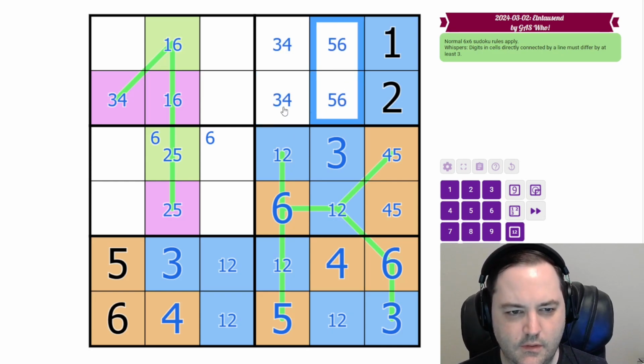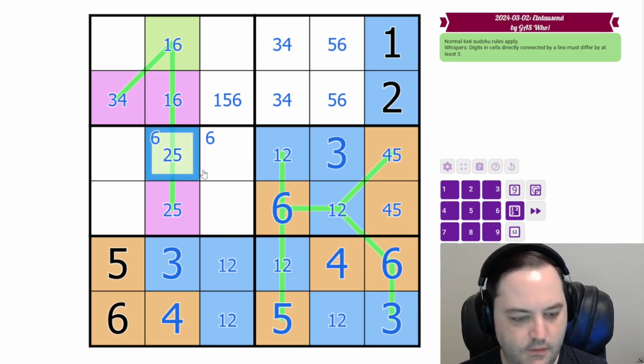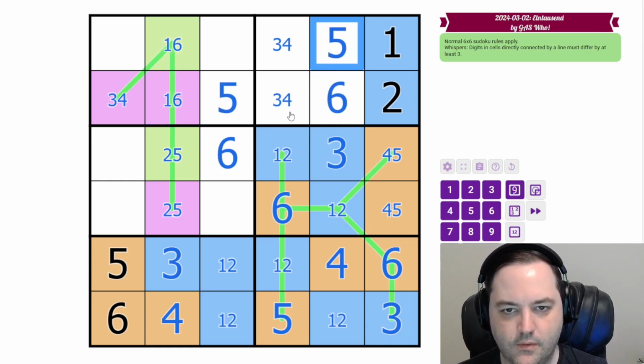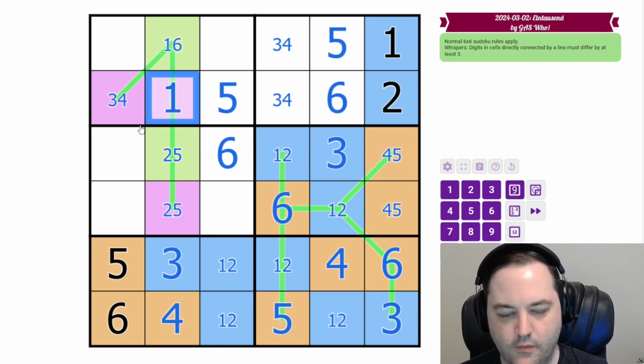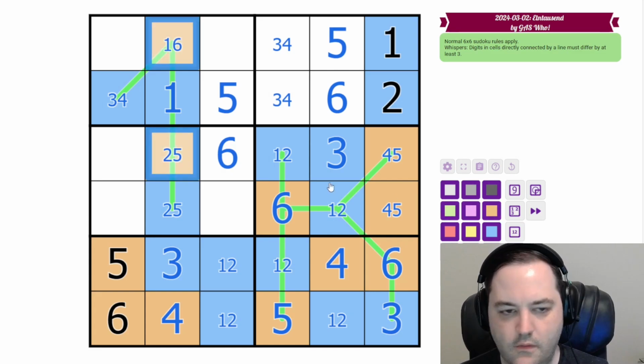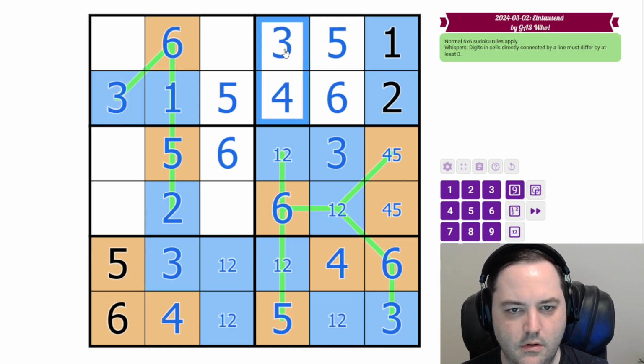This is 5, 6. Now we have a 3, 4 pair here. So this is 1, 5, 6. This is not 6, so this is. I have a 1, 6 pair here, so this is just 5, 6, 5. And now that 6 is going to. So purple is low. Green is high. 6 and 5, 2, 3, 4, 3.